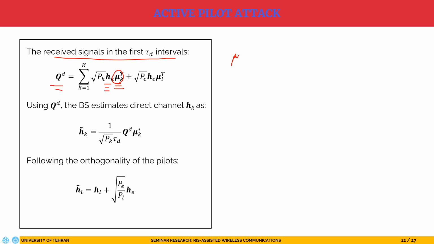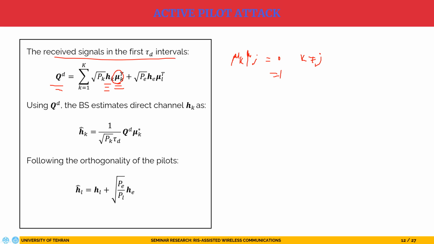You know that mu_K multiplied by mu_J is 0 for K not equal to J, and for the case where K equals J, it equals 1.